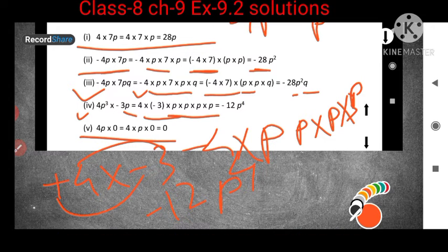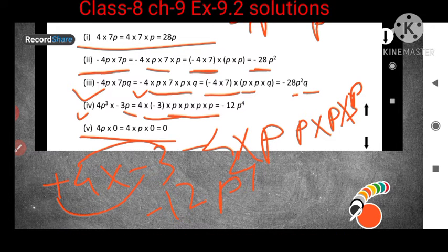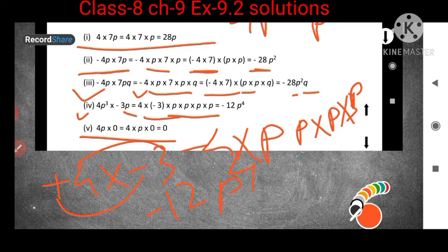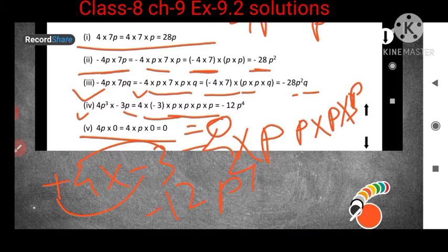Now the last question is given, 4p multiplied with 0. We know any number multiplied with 0, whether it is a very big number, negative integer, positive integer, fraction, or an algebraic expression, whatever it is, any existing number multiplied with 0, the answer will always be 0. We have already learned this in the lower classes, that the multiplication table of 0 is always 0.